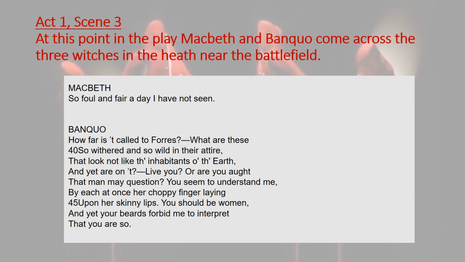Act 1, Scene 3. At this point in the play, Macbeth and Banquo come across 3 witches in the heath near the battlefield.